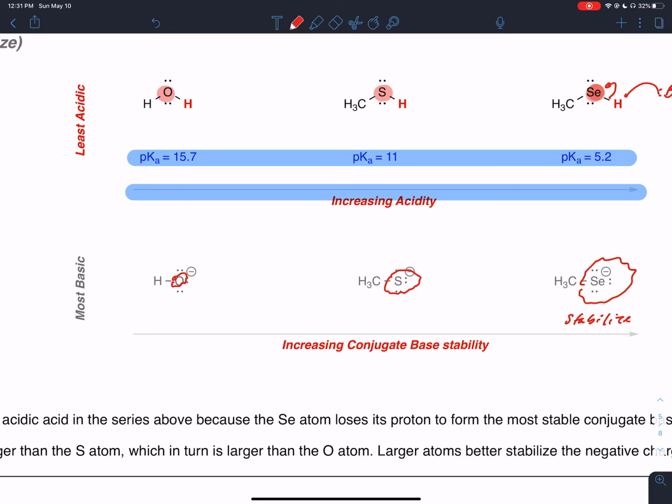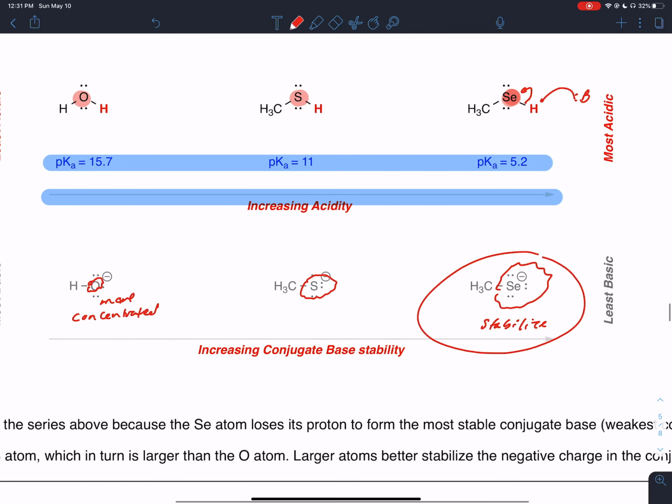And accordingly, that negative charge is going to be more concentrated. Okay, it is going to be more concentrated. If that negative is more concentrated, it is less stable. The negative charge on the selenium atom is going to be less concentrated. It is stabilized. It is dispersed over the larger valence shell.